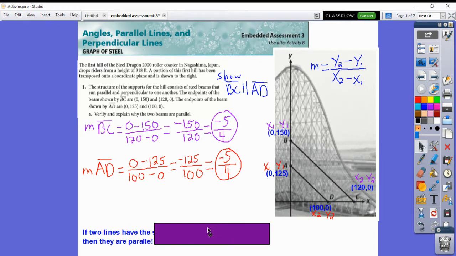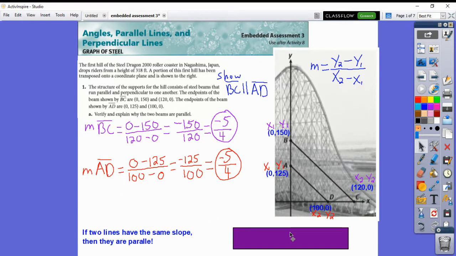So why does that help us? Well, we know that if two lines have the same slope, then they are parallel. So just showing that these two slopes are equal is enough to prove that segment BC and segment AD are parallel. We've done it.